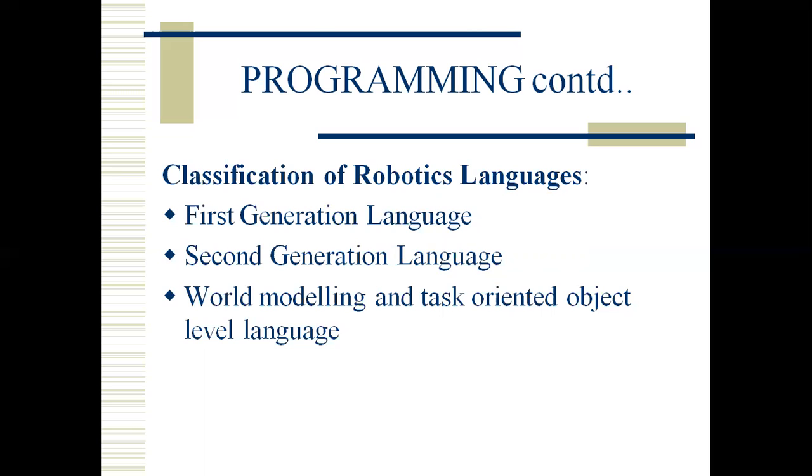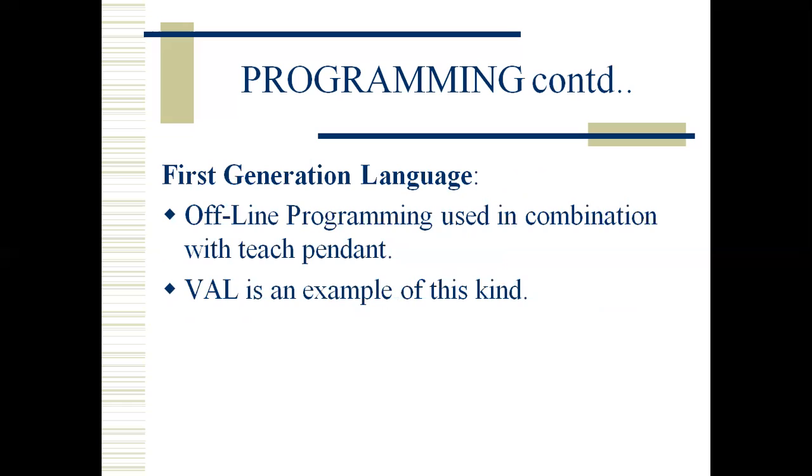So here we have classified these robotics languages into three different categories. First one is the first generation language, second is the second generation language, next one is world modeling and task oriented object level language. Coming to the first one, there is the first generation language. So the offline programming. Offline programming is used in combination with teach pendant. Here offline programming means the coding format will be given to the machinery, and that is also through punched devices.